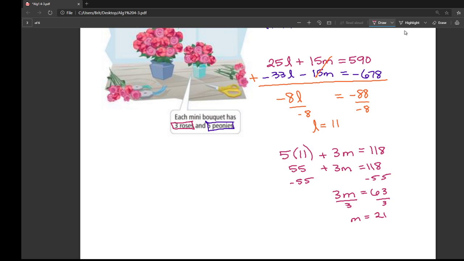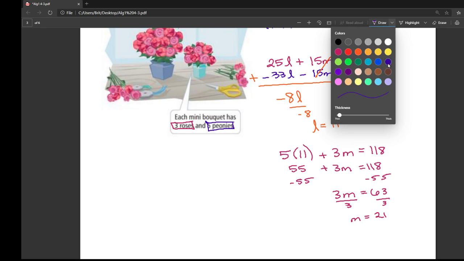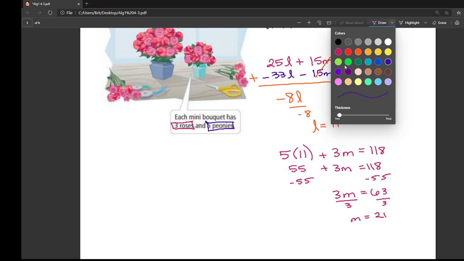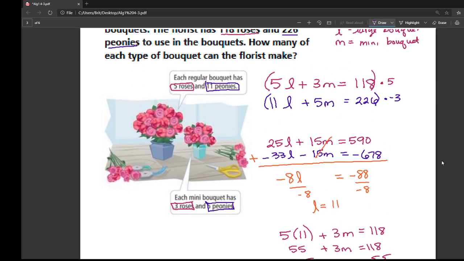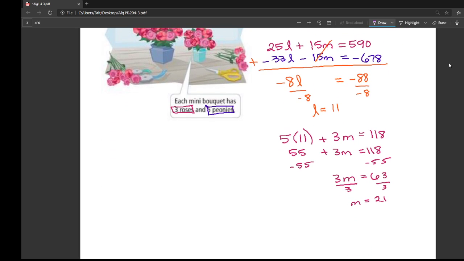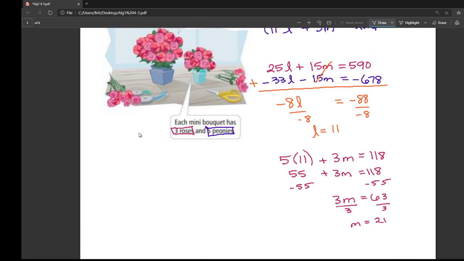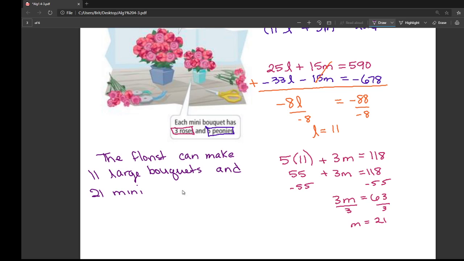Now remember, these ordered pairs, these 2 points, they're the answers on an ordered pair, right? So it's where the 2 lines intersect. But because this is a word problem, I'm going to answer with a word solution. So I'm going to say that the florist can make 11 large bouquets and 21 mini bouquets.